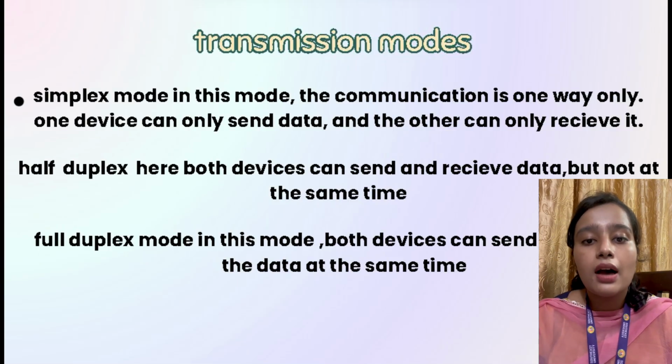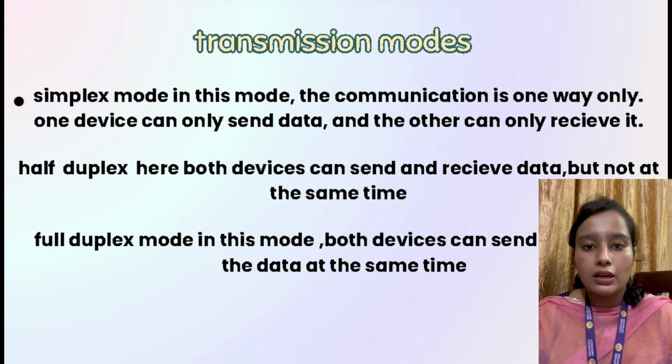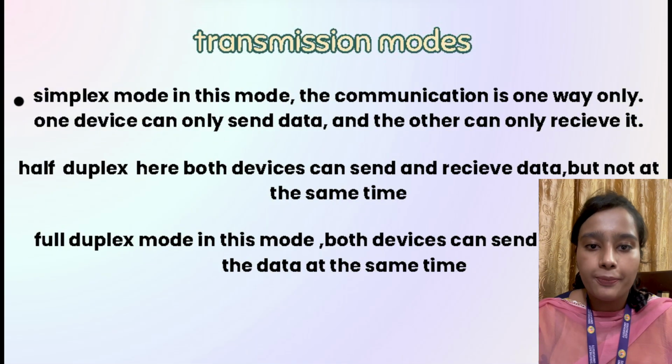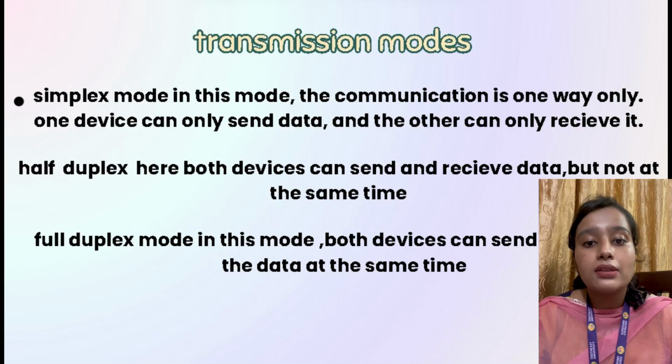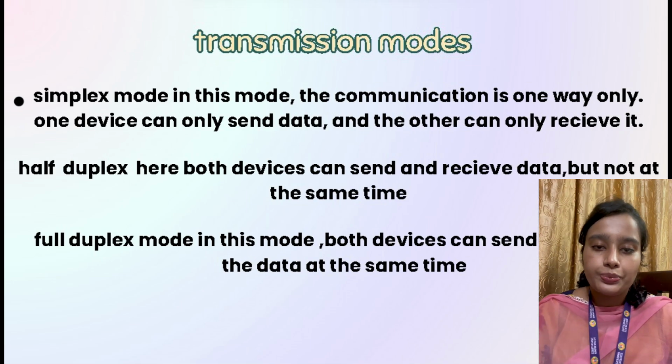The second one is half duplex mode. In this mode, both sender and receiver can send and receive data, but not at the same time. As an example, we can say walkie-talkie. It is a one-way data communication mode at a time.